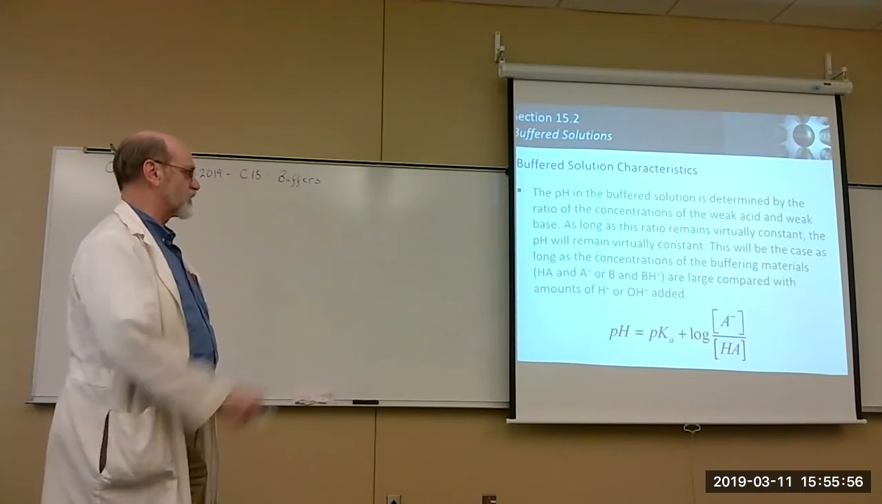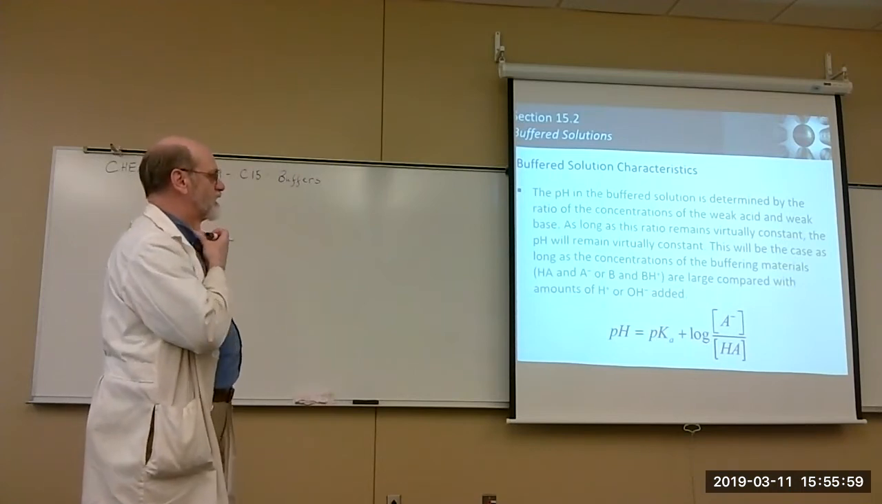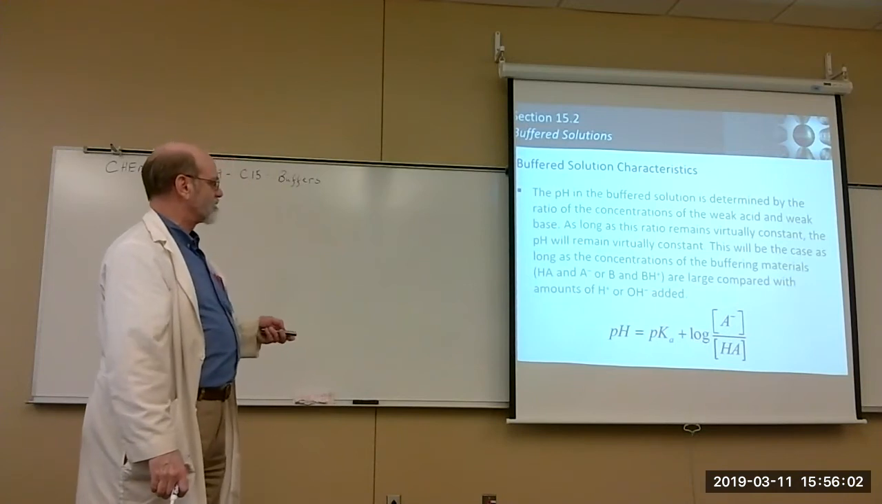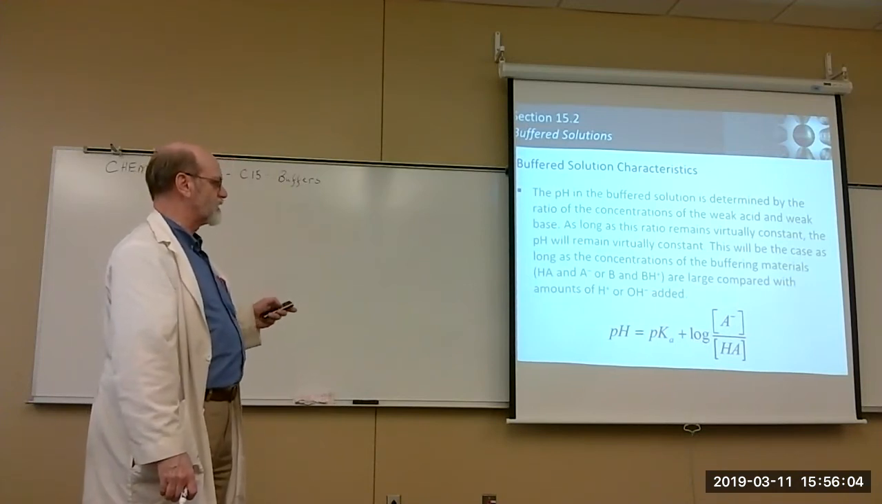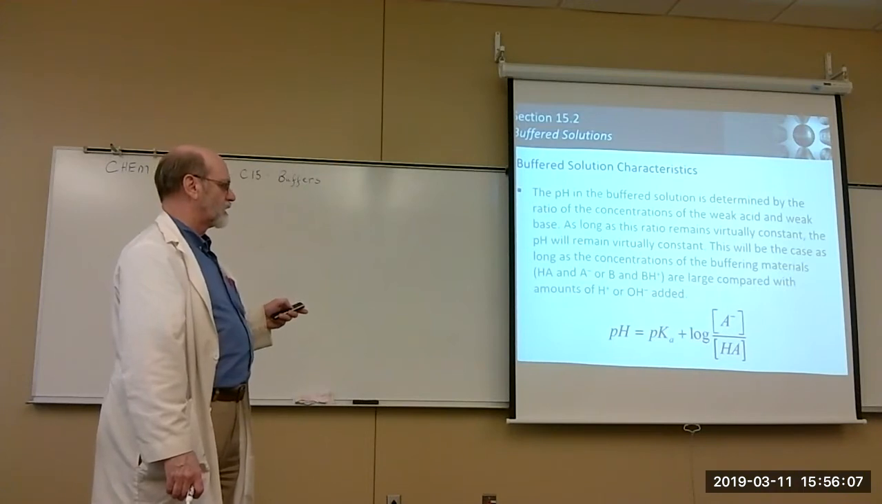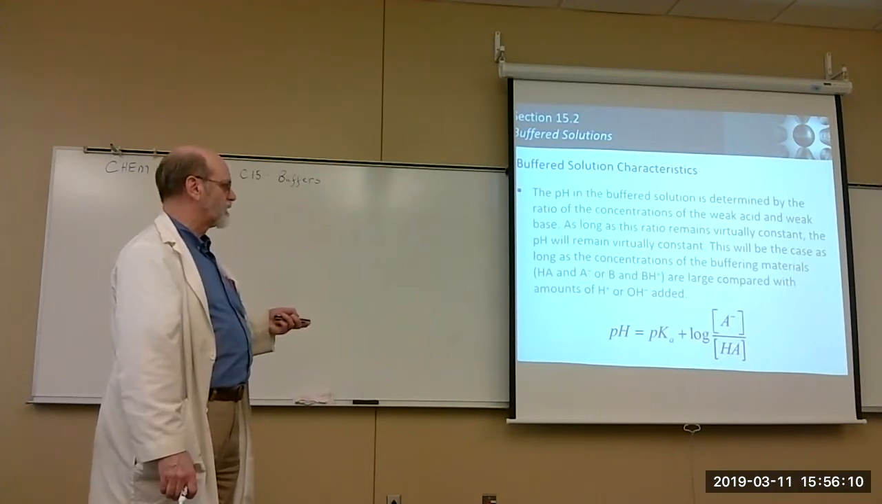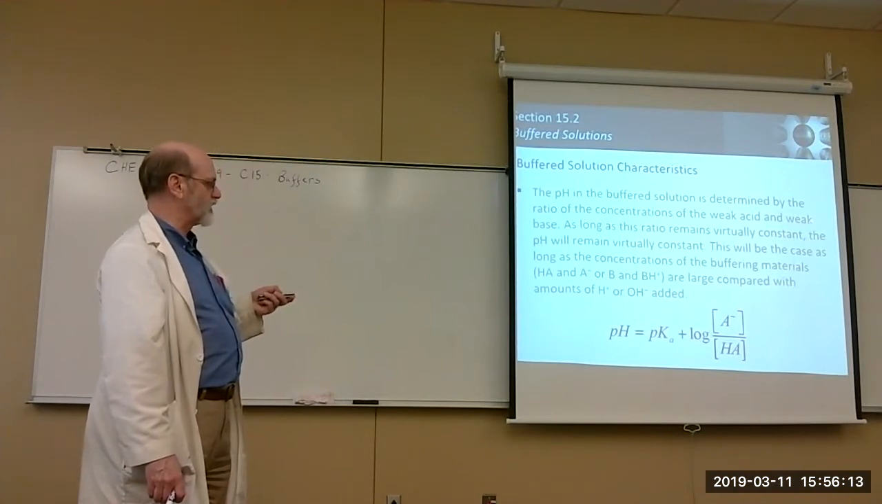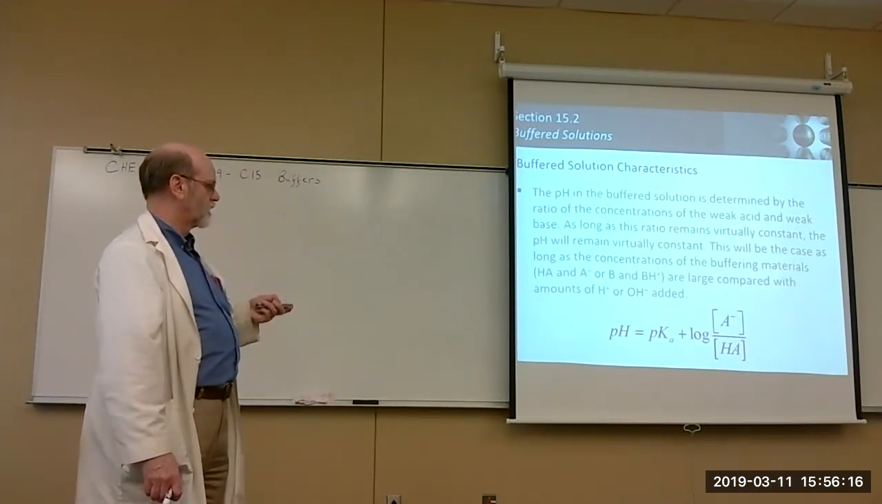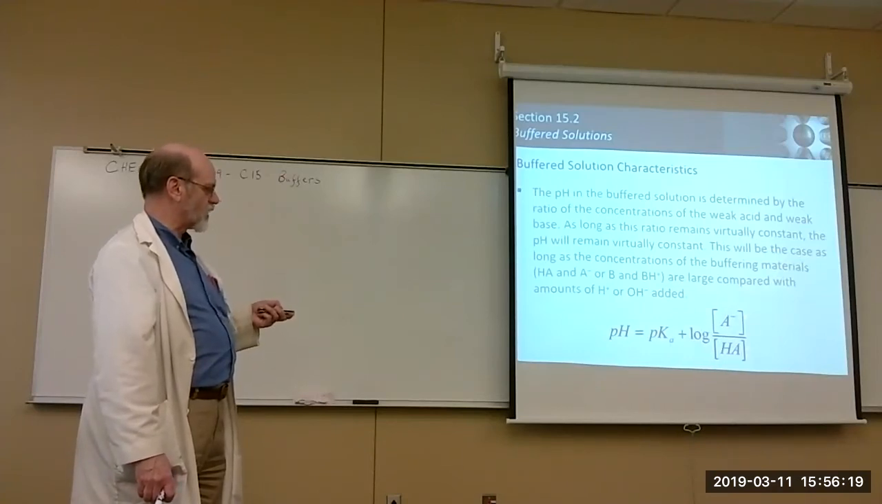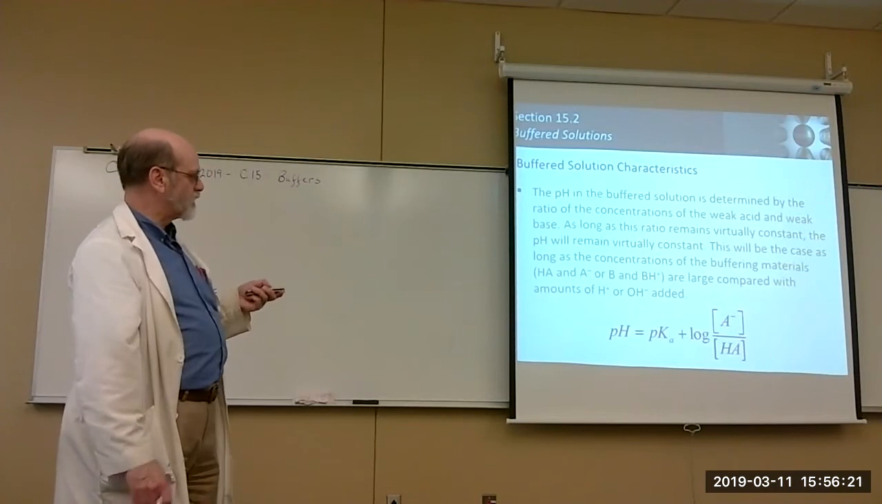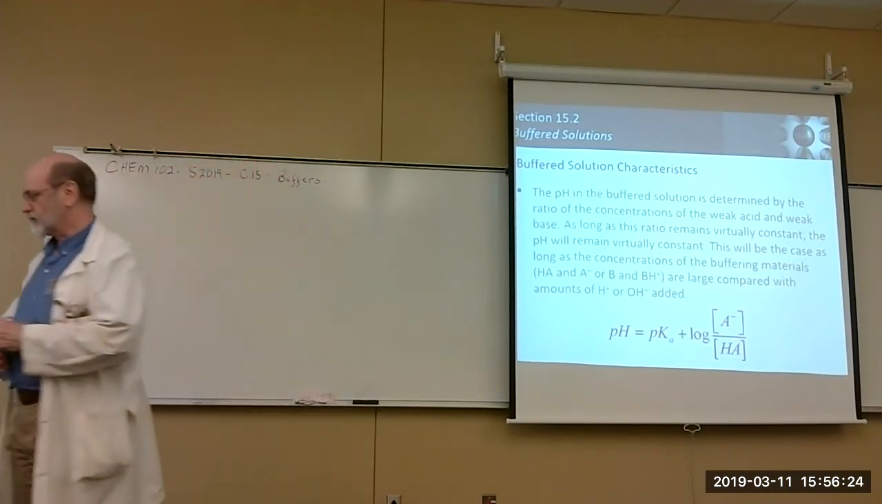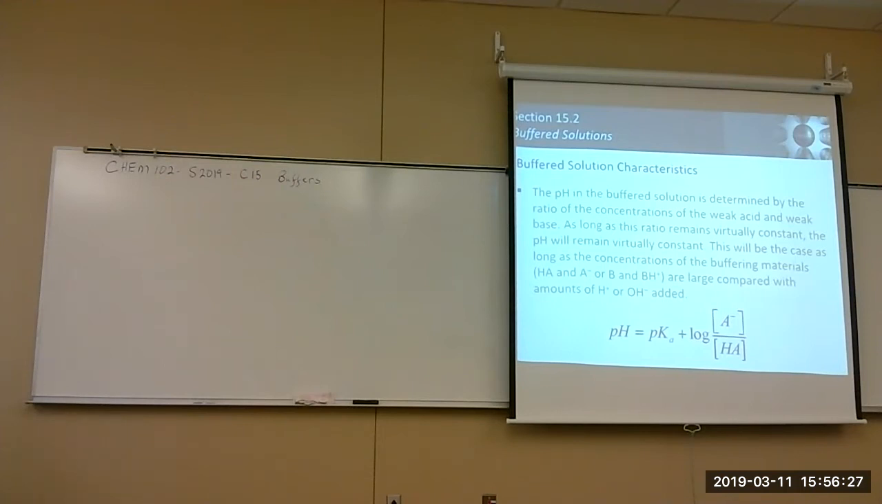Okay, so the pH of a buffered solution is determined by the ratio of the concentration of weak acid, and that should be strong base. I think that's a typographical error, because there's the weak acid, but there's a strong conjugate base. Yeah, that should be strong base. Actually, it should say strong conjugate base. So, give me a second. I want to make that note.